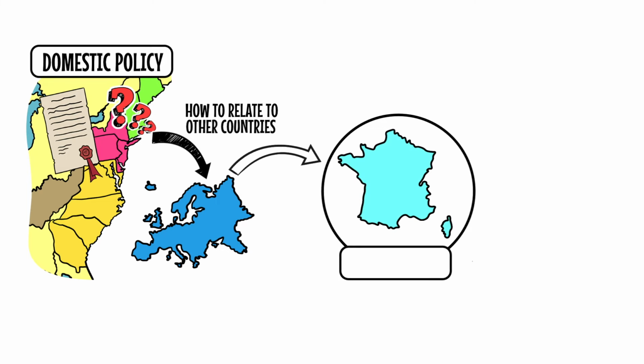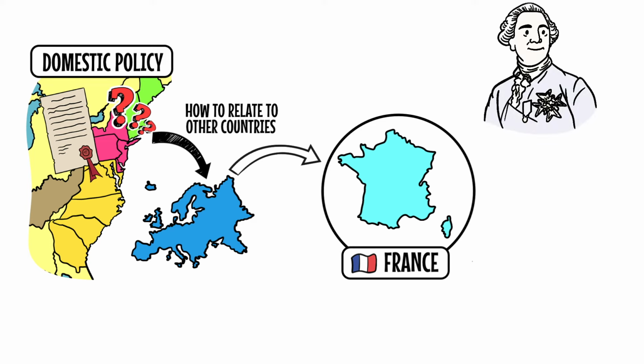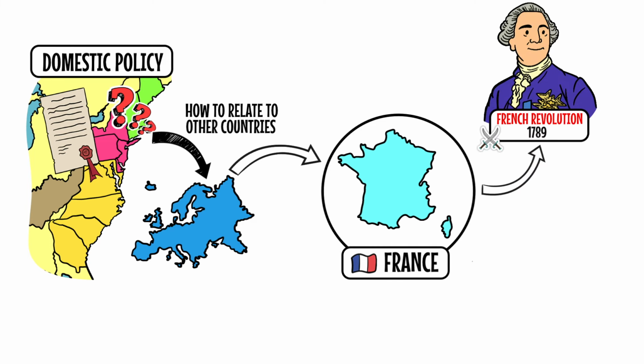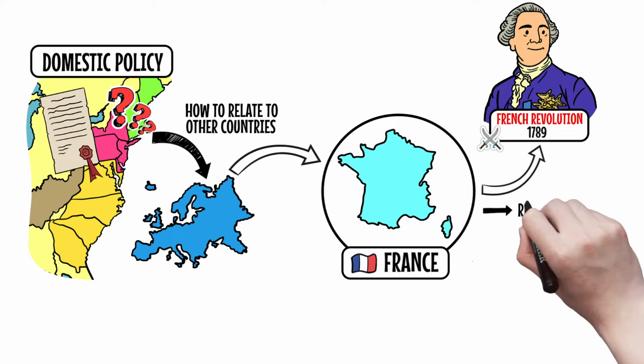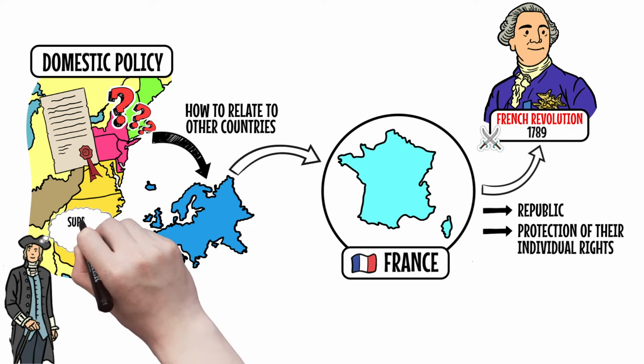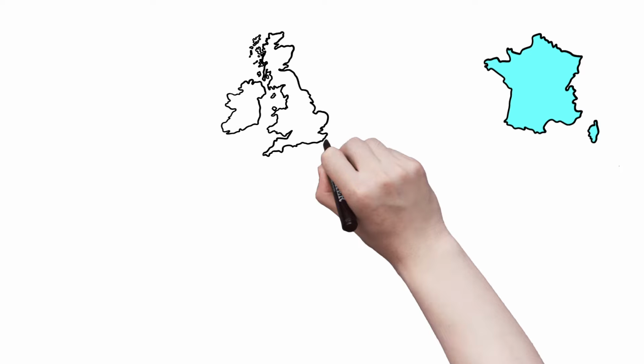The French had helped the Americans during their Revolution. Now they were beginning their own process of rebellion against their king. The French Revolution began in 1789. French citizens demanded a republic and the protection of their individual rights. Sound familiar? Many Americans wanted to support the French. But this got complicated when France and Britain went to war a few years later.